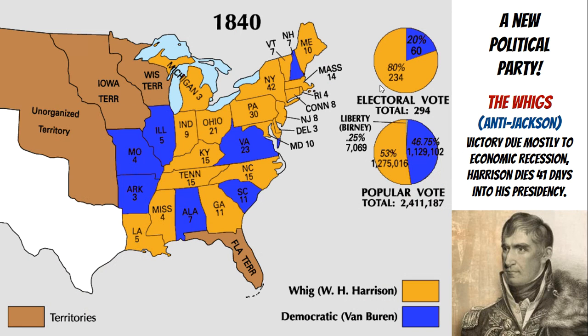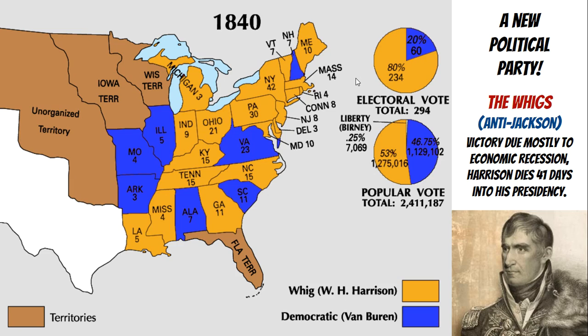Let's start with this map of 1840. We have a new political party here, the Whigs. This party was mostly based around being anti-Jackson when Jackson was in office, and then later kind of leaned more towards being anti-Democratic Party. They have a victory due mostly to an economic recession that happens, and the president that's elected for the Whigs, his name is William Henry Harrison. He dies within 2 months of being in office, and so this is a short-lived political party.